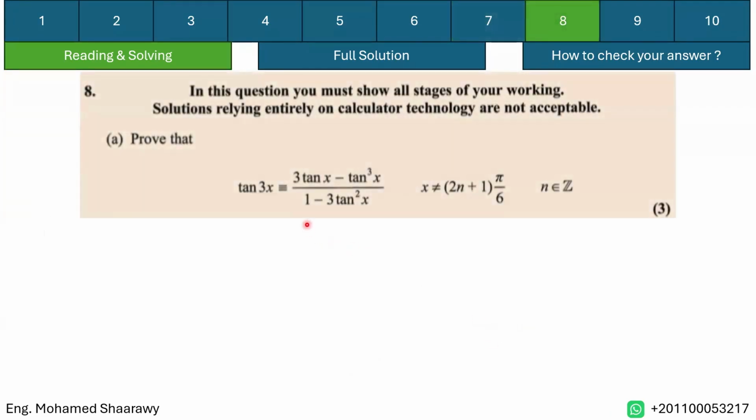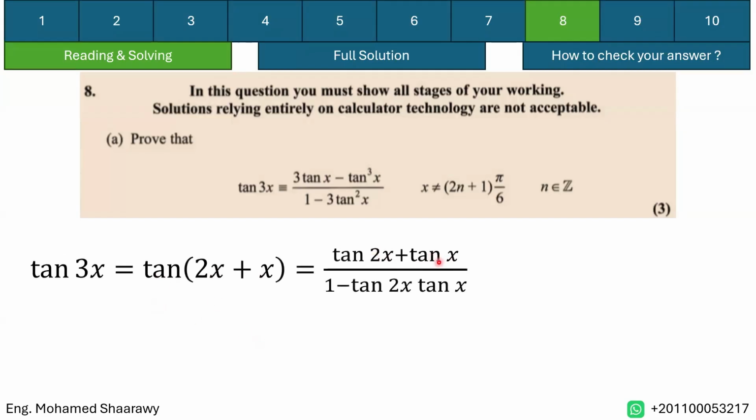Okay, question 8, it says, prove that tan 3x is equal to 3 tan x minus tan cubed x over 1 minus 3 tan squared x, where x is not equal to this, where n belongs to the integers. Okay, tan 3x can be written like tan of 2x plus x, and I can now use the rule in the formula sheet, which is the addition rule for the trigonometric function tan, which is the sum over 1 minus the product. So it is tan 2x plus tan x, which is the sum, over 1 minus the product, which is tan 2x multiplied by tan x.